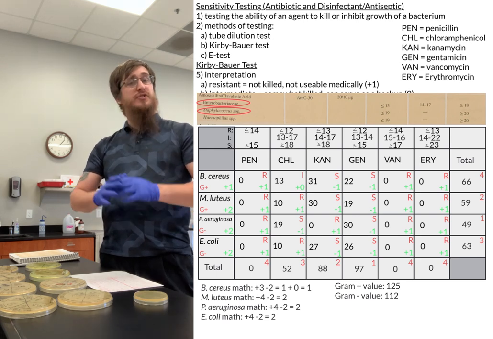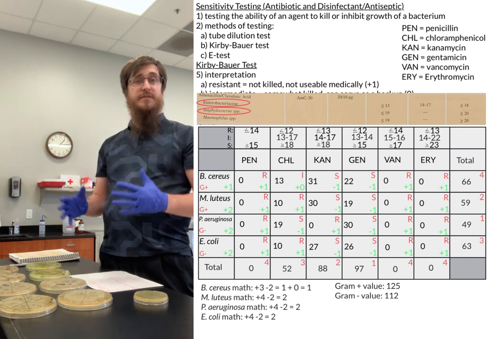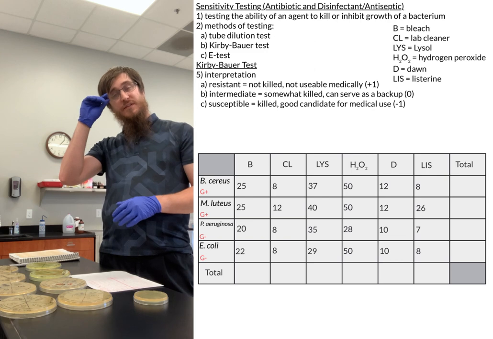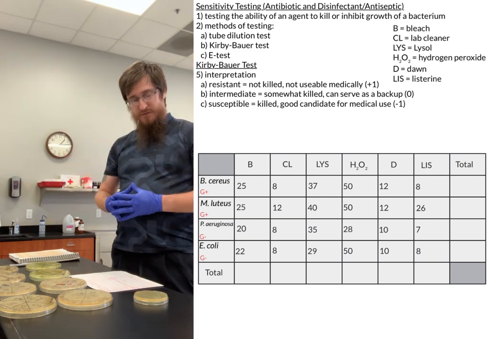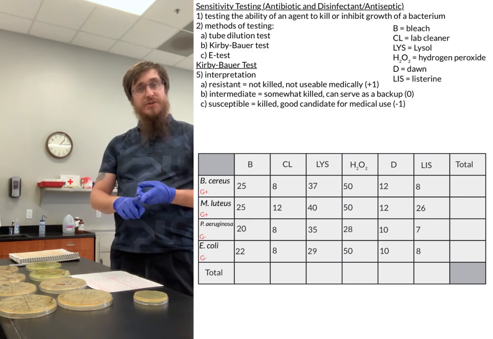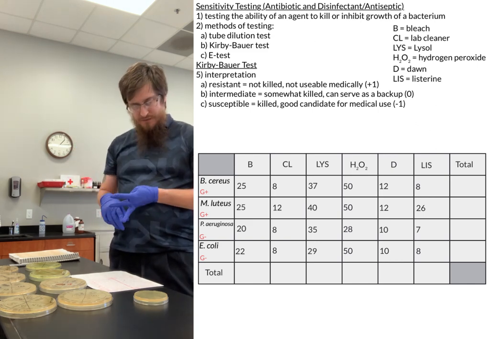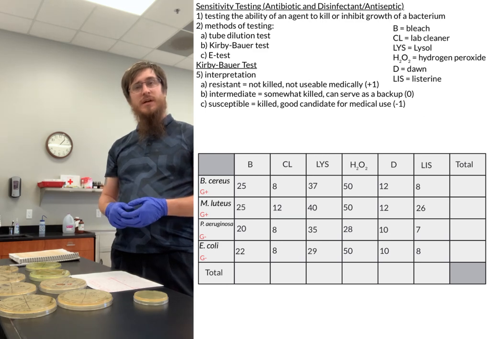All right. That should be everything that I need to talk about in terms of the antibiotic side of things. So let's move on to the disinfectant and antiseptic side of things. Similar thing here again, here's the data table that we have. We looked at bleach, our lab bench cleaner that we use, Lysol, like a toilet bowl cleaner, hydrogen peroxide, Dawn, like a soap that you use to wash dishes, and then some Listerine.